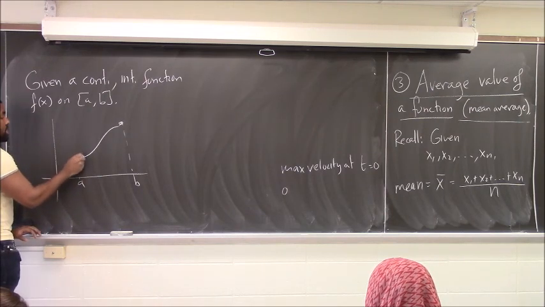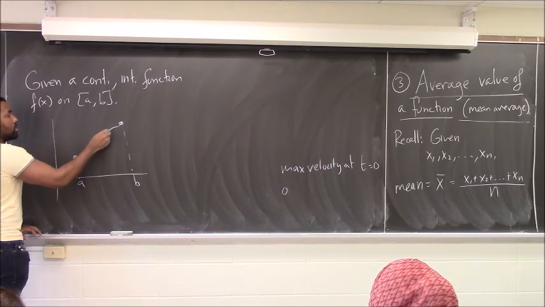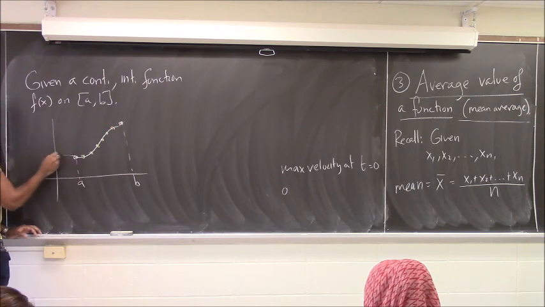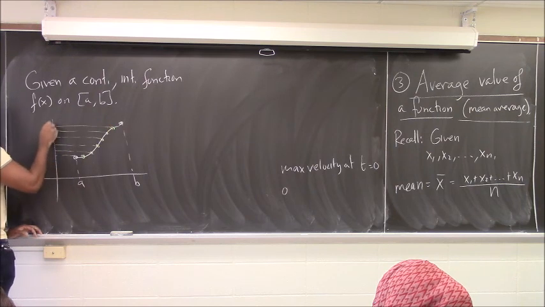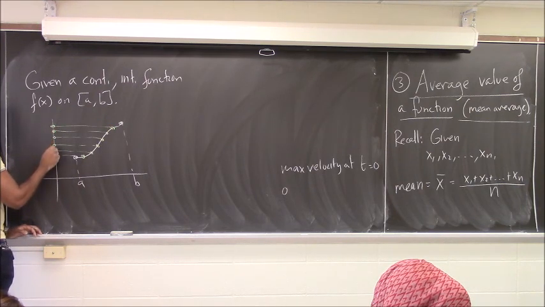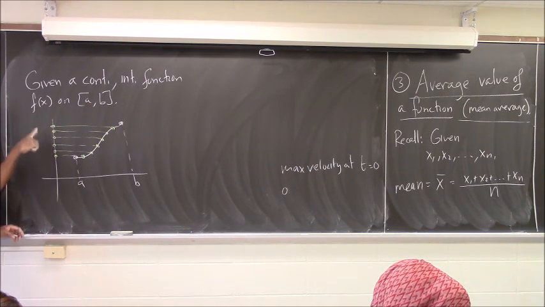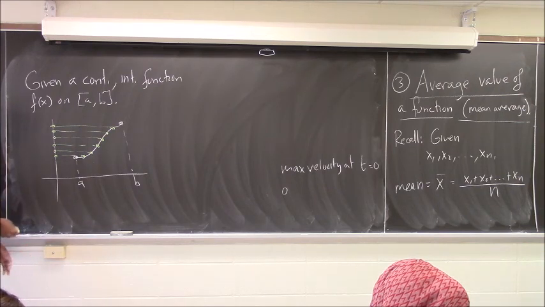So for every single point on this function, if I were to look at the y values, I'll get these numbers here. If I were to add up all of those numbers and divide by the number of numbers there are, what would I get? Now, obviously there's a challenge here because there's an infinite number of points.